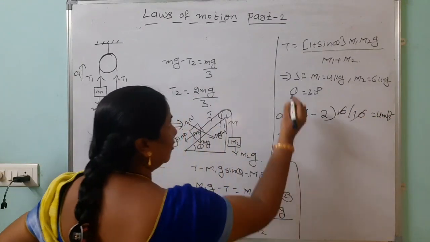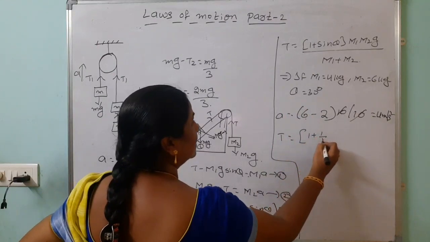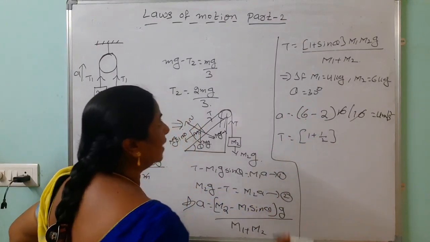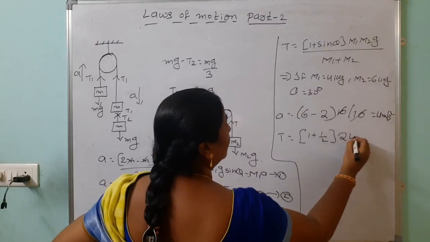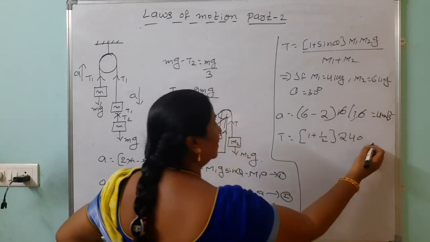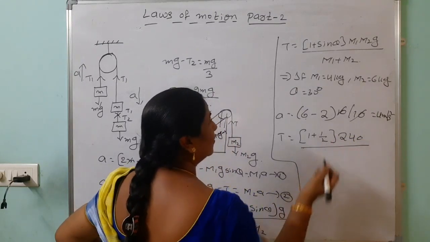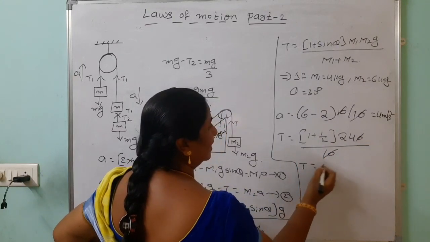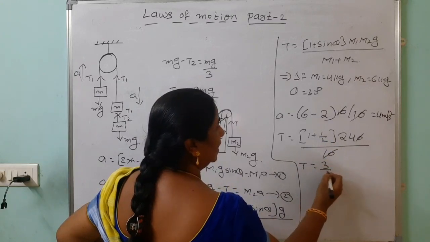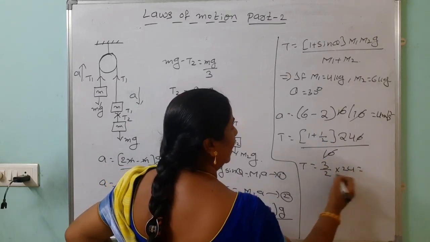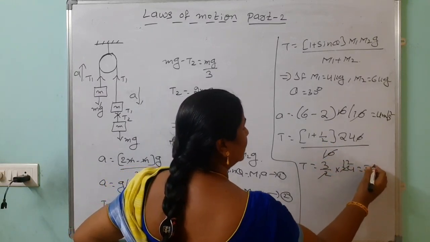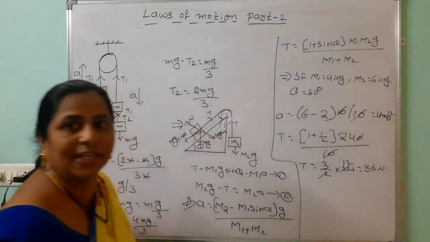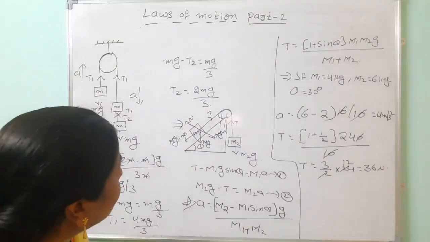Like that, the tension is how much? 1 plus sin 30 is 3 by 2. m1 into m2 is 24, 24 into 10, we are getting 240, by m1 plus m2, as usual we can take it as 10. So T equals 3 by 2 into 24. Answer is 36 newtons. Like that we can find out the acceleration and tension.